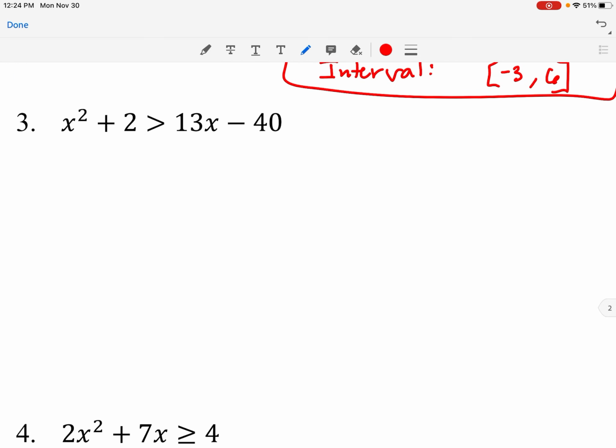Let's try this one. Go ahead and pause and try this one. And then we'll go through it.